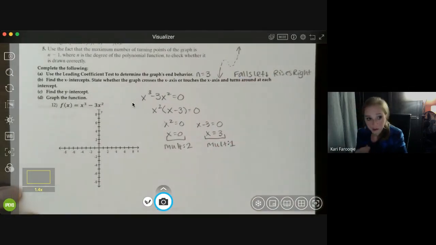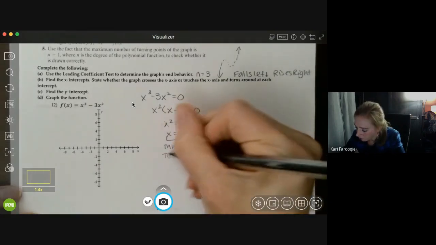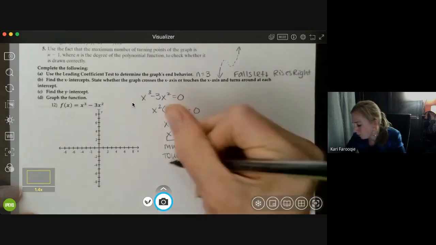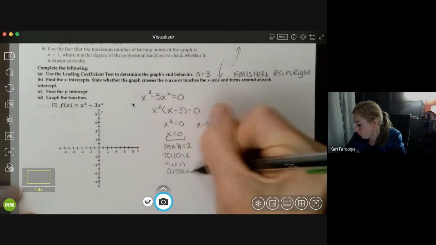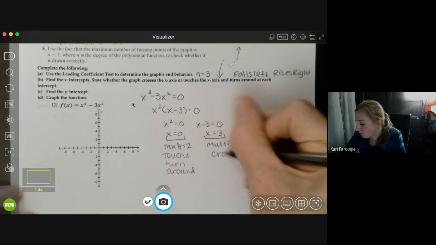Now we're going to state what happens at each 0. So it must be the case that at 0, the graph will touch and turn around at that 0. And at x equals 3, the graph will cross.